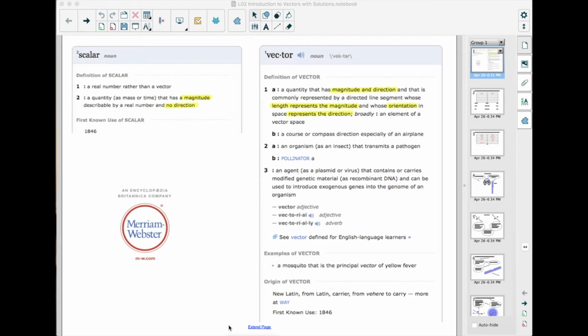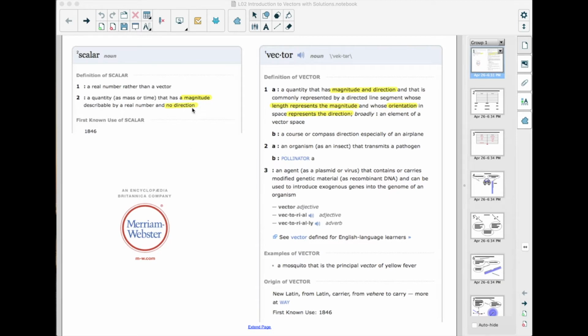Okay, we're continuing our work in Unit 6. In Lesson 1, you were reviewing the development of the law of sines and the law of cosines from trig. Today I'm going to start with an introduction to vectors. And I've pasted definitions here.